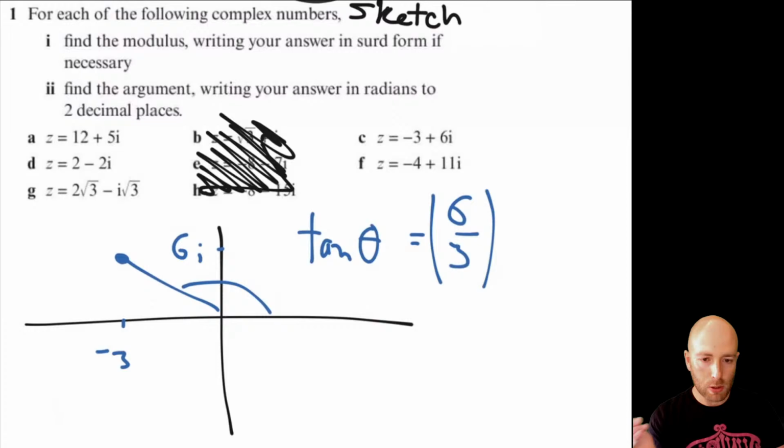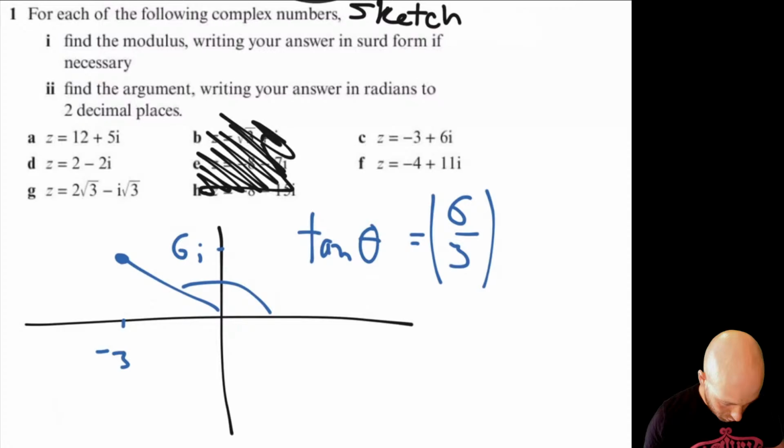So that's why we sketch it, just to check that our angle is in the right place and would make sense. So if I do arctan of 6 over 3, so arctan of 2, I'm going to get 1.1. I'm going to take that away from pi, so I'm going to do pi take answer, which gives me my argument. It's going to be 2.03 radians.